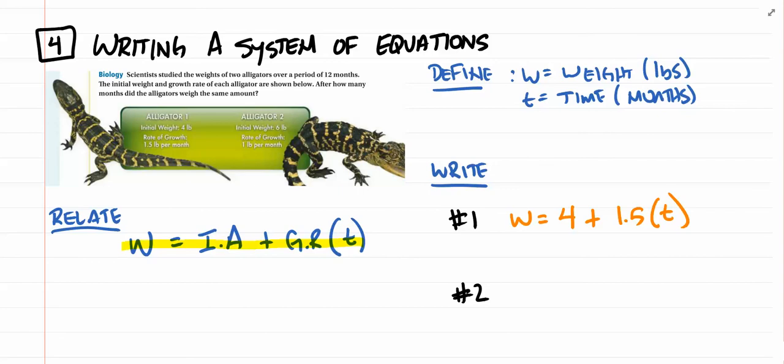In red here, I'll do alligator number 2. His weight is equal to 6 pounds plus a growth rate of 1 pound for every month that he is alive. So now I have what's known as a system of linear equations because I'm solving 2 equations at the same time. Now the question says, after how many months did the alligators weigh the same amount?